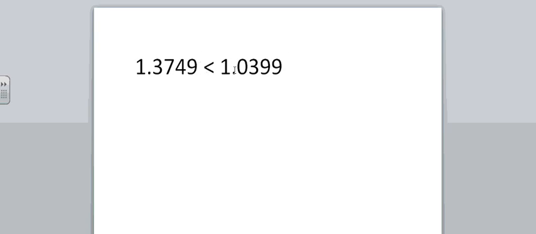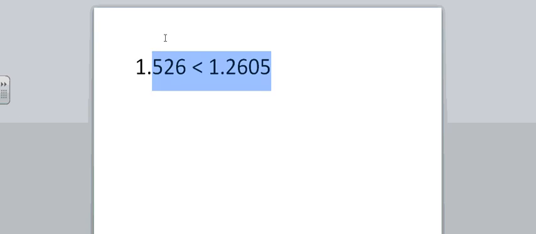Okay, so I know that this number is not less than this one. This crocodile does not want to eat this number because my 1s are the same. That's my biggest place. My 3, however, is the next biggest digit, and it is bigger than the 0 that I see here. So, wrong. Answer choice B, 1.526 is less than 1.2605. So the crocodile wants to eat the bigger number. My 1s are the same. Then let's look at my tenths. Again, my 2 is less than my 5. So the crocodile is not eating the bigger number here. So this one is wrong.